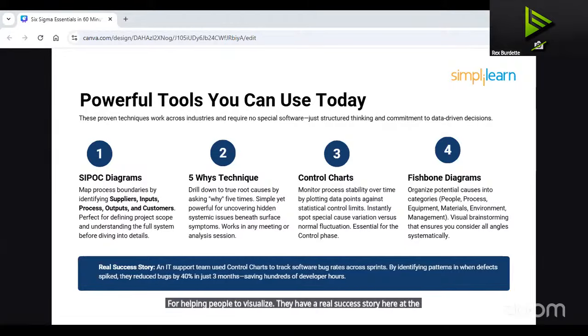They had an IT support team. They were using control charts to track software bug rates across their sprints. They were using the agile sprint methodology. And so they identified patterns when the defects spiked. And by identifying those patterns and taking action against it, they were able to reduce their bugs by 40% in just 3 months. And that saved hundreds of developer hours, which of course is money. So that's the kind of thing that your company really is looking for.